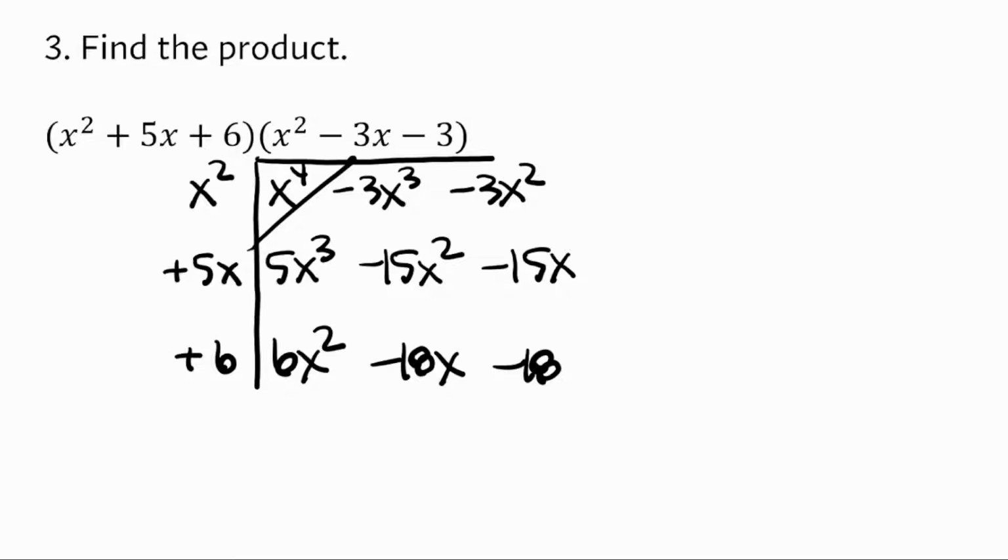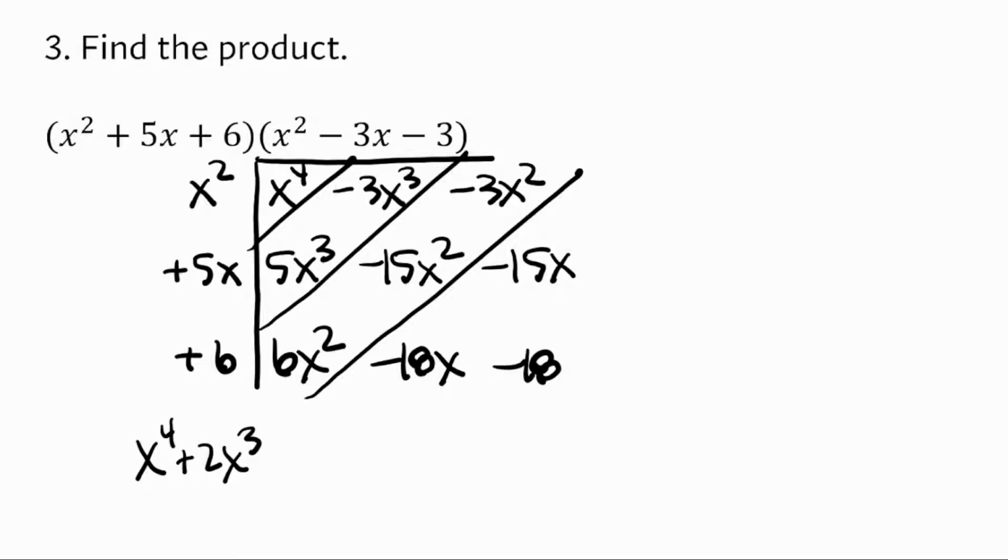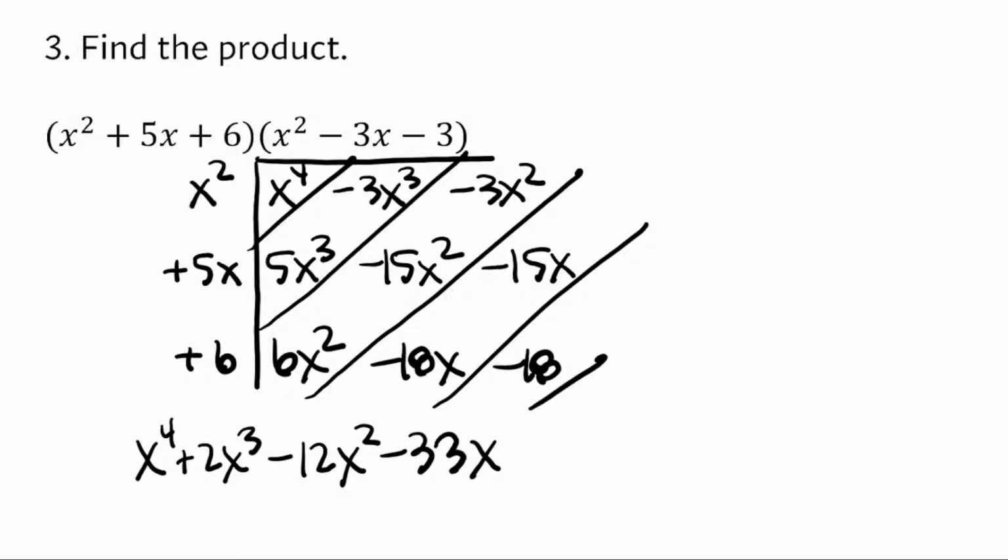So I'm seeing x to the 4 plus 2x to the 3. 6 minus 18 would be -12. X to the 2, -12 and -33. So -12x to the 2 minus 33x, and then a minus 18.